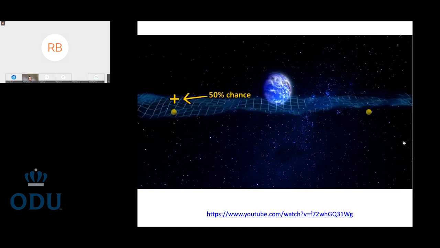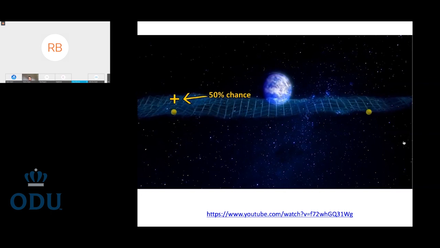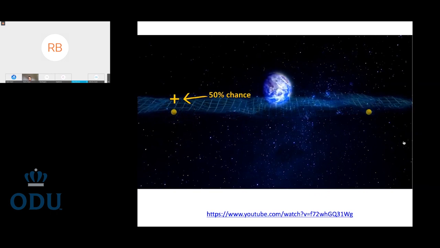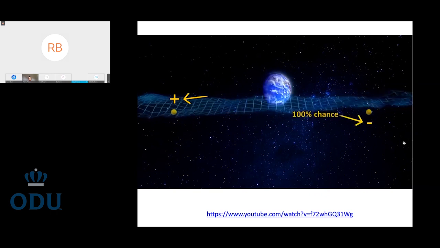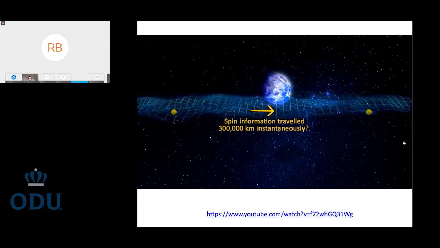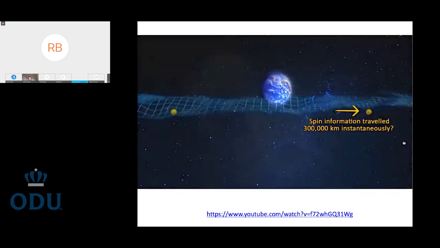Now let's measure the spin of the other photon in less than 1 second. It should also have a 50% chance of having spin up or spin down, but it doesn't. It has a 100% chance of having a spin down. This means that the information of the collapse of the wave function of one of the photons had to travel faster than light to affect the other photon.